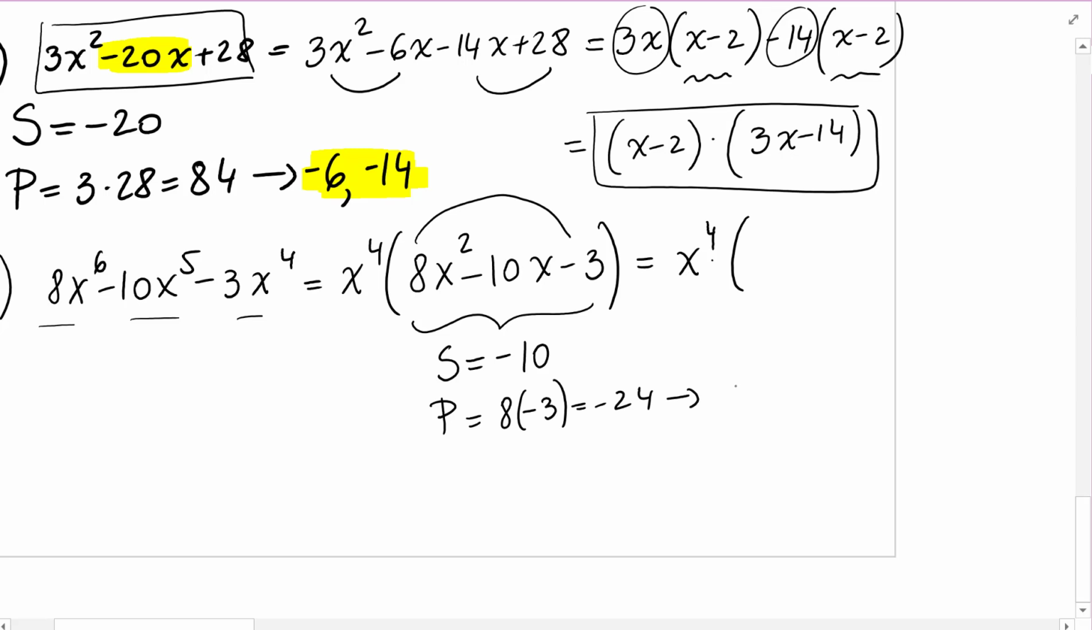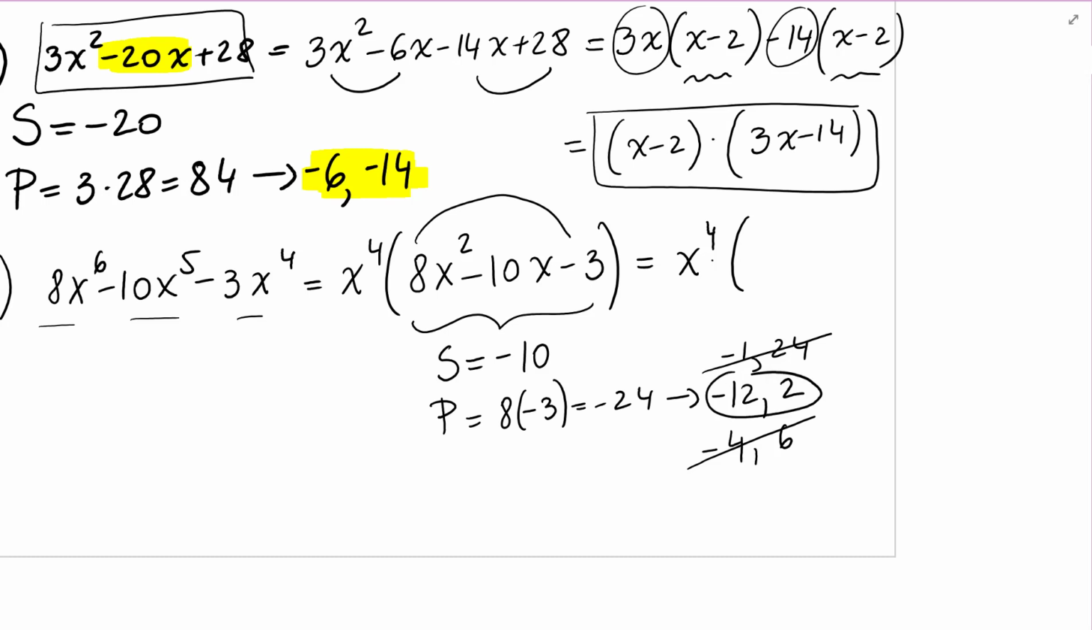So the two numbers are negative 12 and 2. So negative 12 times 2 is negative 24, and negative 12 plus 2 is negative 10. Now, I got these numbers, but you could try negative 1 and 24 and see, do they add up to negative 10? They don't. How about negative 4 and 6? Well, they do give, when multiplied, negative 24, but when we add them, they don't give us negative 10. So by trying all those, we ended up just with these two numbers.